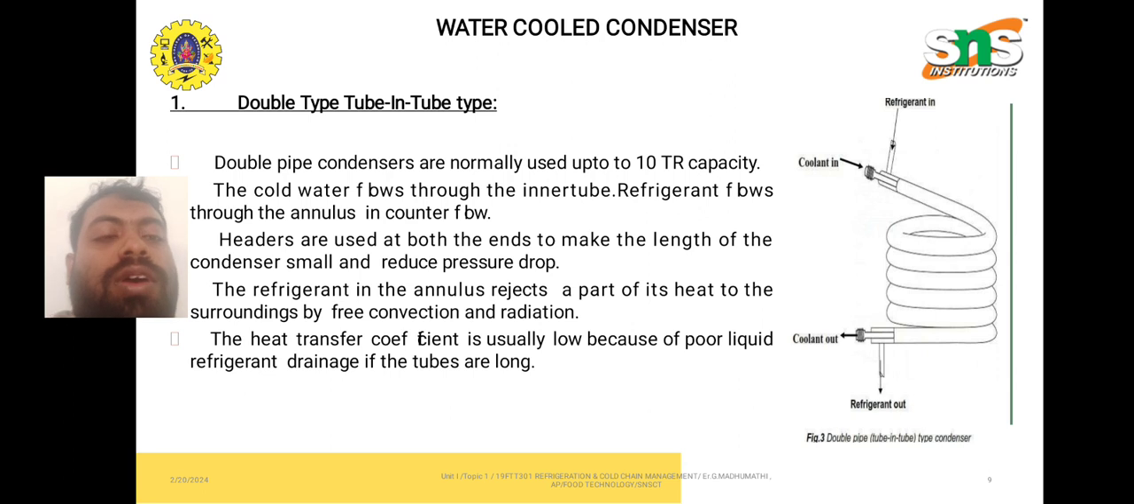Next, water cooled. Water cooled condensers are divided into three types. First, it is the double tube or tube and tube type. Double pipe condensers are normally used up to 10 tons of capacity. The cold water flows through the inner tube. Refrigerant flows through the annulus in counterflow. Headers are used at both ends to make the length of the condenser small and reduce pressure drop. The refrigerant in the annulus rejects a part of its heat to the surroundings by free convection and radiation. The heat transfer coefficient is usually low because of poor liquid refrigerant drainage if the tubes are long.